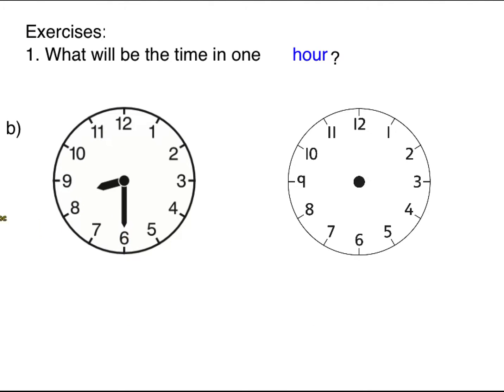Here we have the minute hand is still at the 6. That looks like an hour hand. And it's halfway past the 8. So it's 8:30, half past 8. 1 more than 8 is 9.